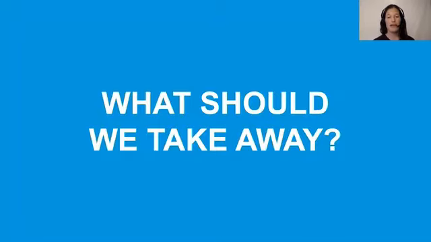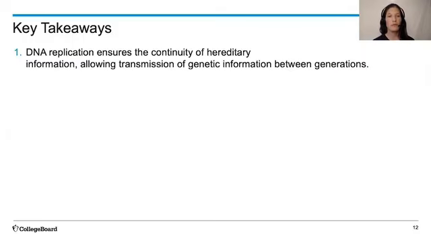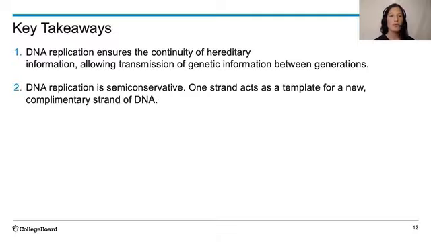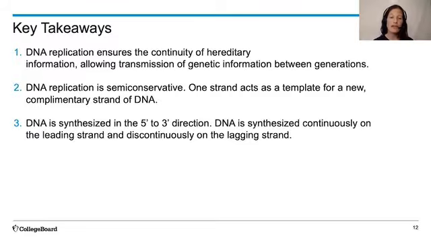So our big takeaways, what did we learn in this video? We learned that DNA replication ensures the continuity of hereditary information, which allows us to transmit genetic information between generations. We learned that DNA replication is semi-conservative, meaning one strand acts as a template for the new or complementary strand of DNA. We learned that DNA is synthesized in the 5' to 3' direction, which leads to a continuously synthesized leading strand and a discontinuously synthesized lagging strand.